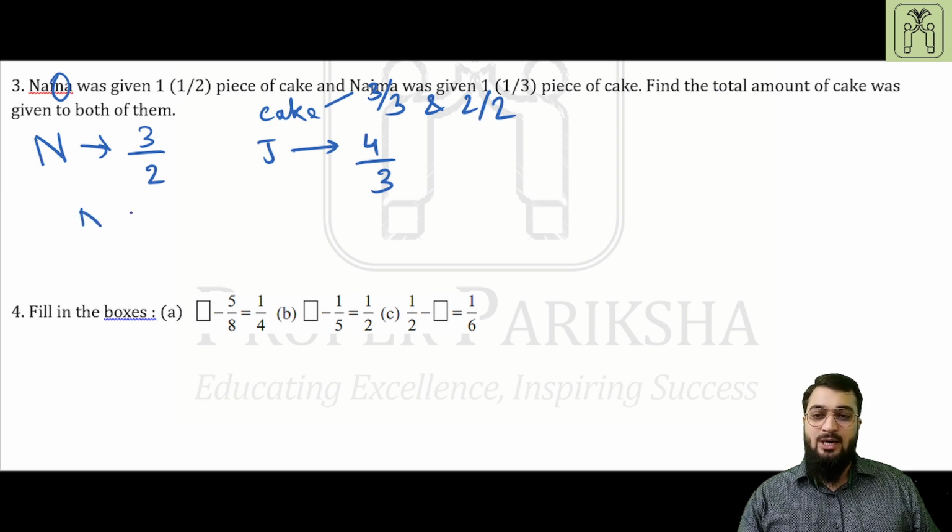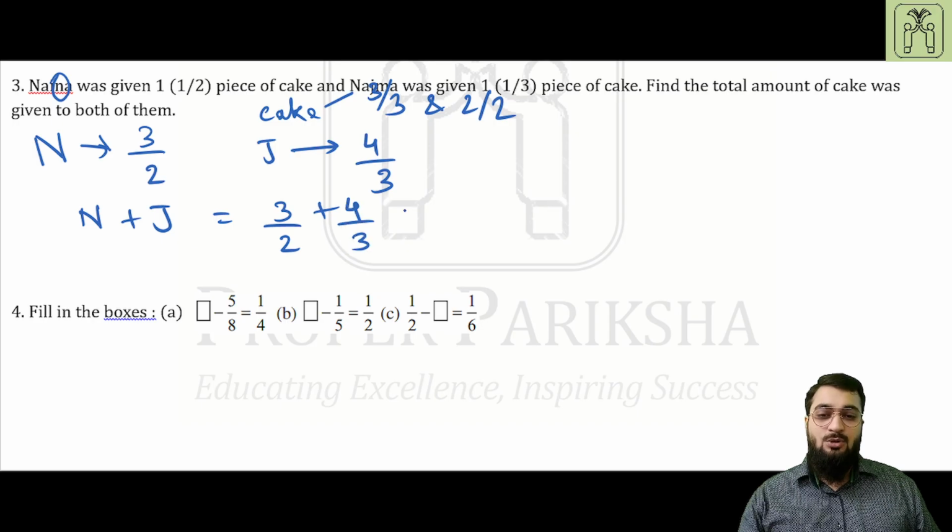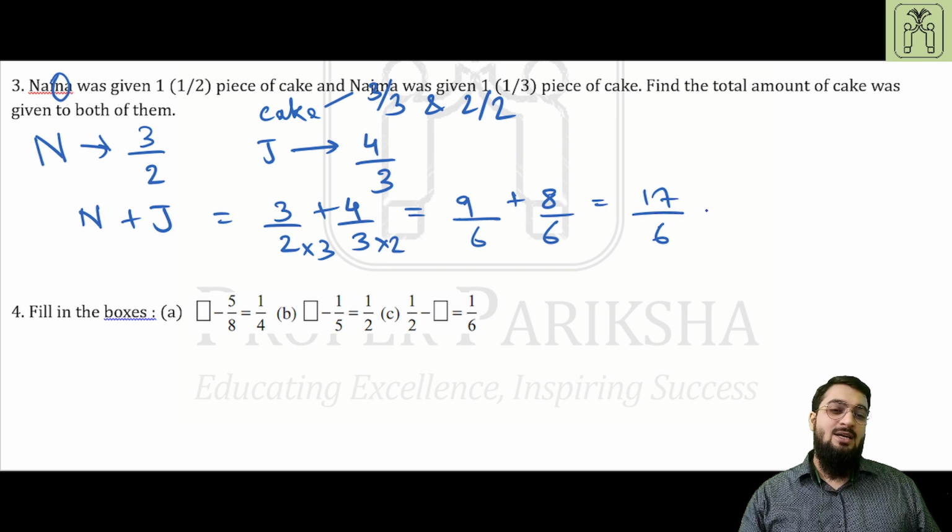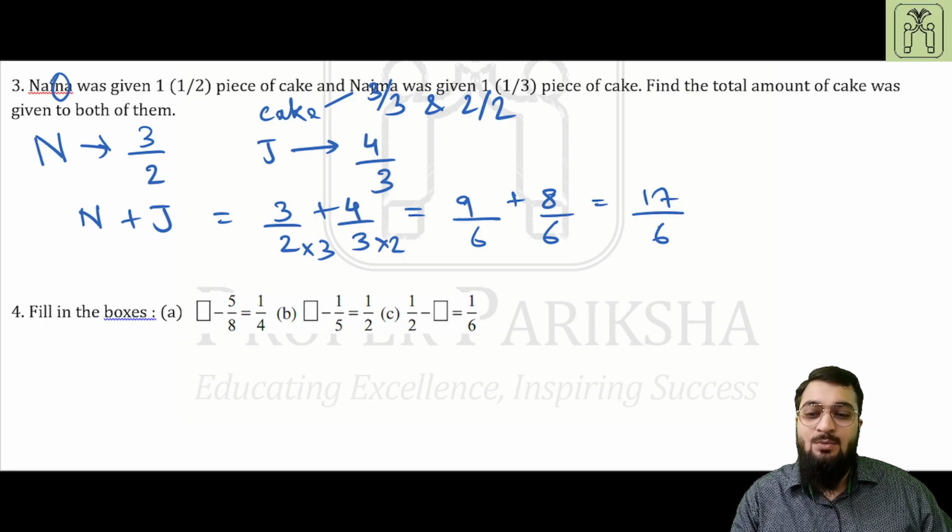So you just need to add, and you will have the answer as 3 upon 2 plus 4 upon 3. Coming to the LCM, you will have that as 6. So 2 into 3 and 3 into 2 will be done. So 3 3s are 9, 4 into 2 is 8, the common denominator 6, and that will give you 9 plus 8, that is 17 upon 6. Can this be further simplified? No, because 17 is a prime number. Therefore, 17 upon 6 of the cake was given to both of them.